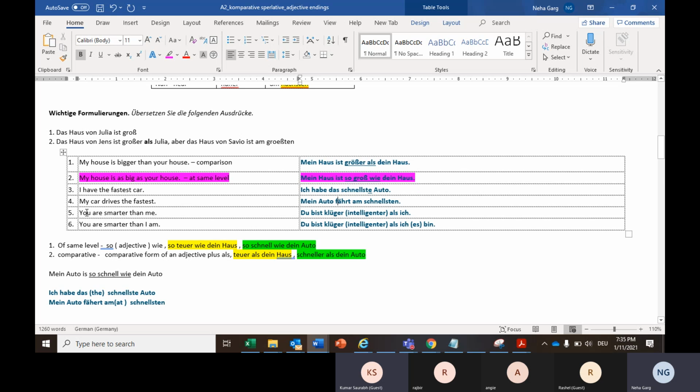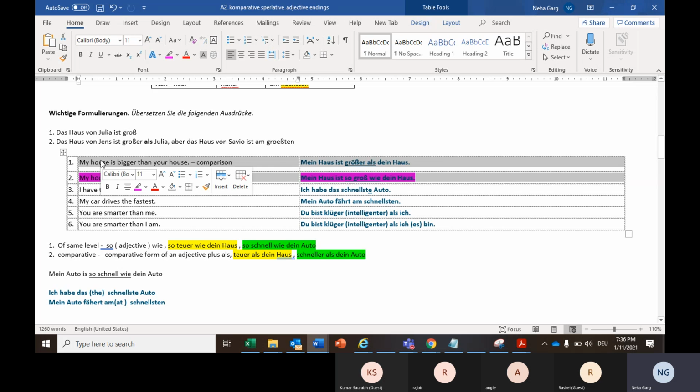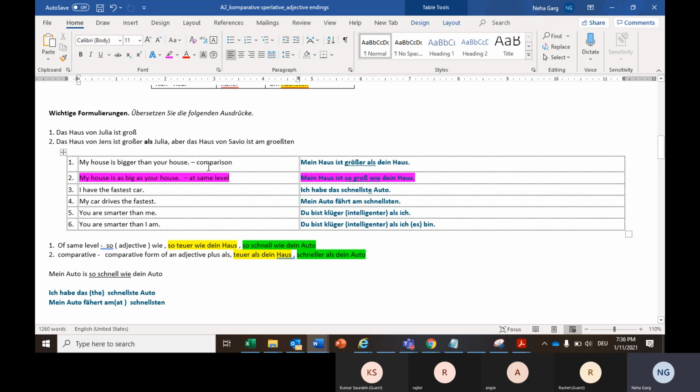Then read the fifth and sixth also. You are smarter than me. Du bist klüger als ich. You are smarter than I am. Du bist klüger als ich bin. So the fifth and sixth are like one and the same thing. It's just the way you are writing is a little different. Now this is one thing where we are writing about two things. In one case we are comparing, and in one case we are saying two things are of the same level.